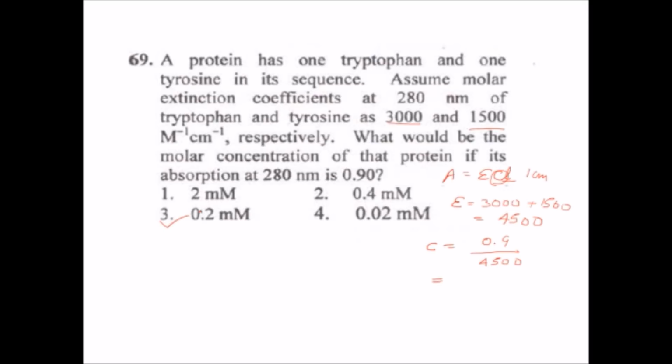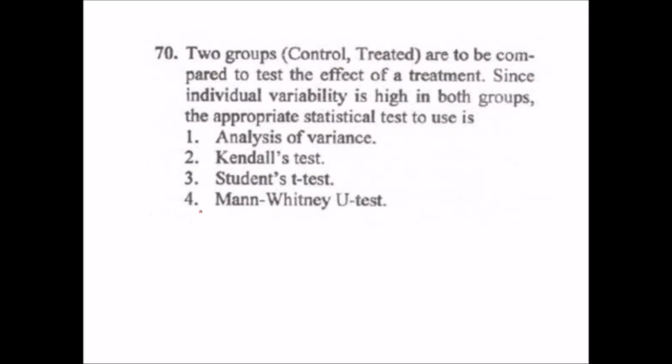Now it was simple. Next question is, two groups, control and treated, are to be compared to test the effect of a treatment. Since individual variability is high in both groups, the appropriate statistical test is used to. Here you can be confused with ANOVA because in ANOVA also we have the same strategy. We apply the control and treated, but the other thing here is that the individual variability is high. If the individual variability is high, in that case we use the Mann-Whitney U test.